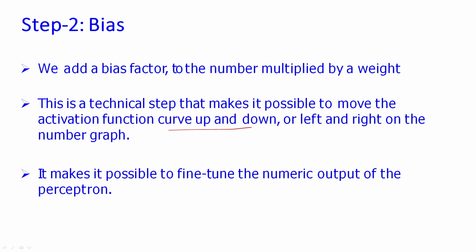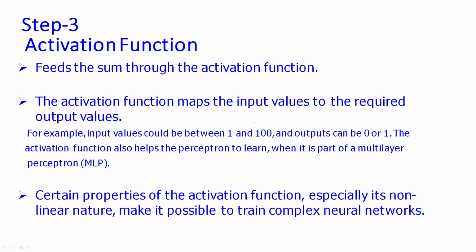Then what happens, you have added bias, you have added the weights, then comes the activation function, and this feeds the sum through the activation function. The feed means they add x0, x1 w1, x2 w2 plus the bias, and this feed is given to the activation function. The activation function maps the input values to the required output values. So, you have a choice to select the activation function in ANN or MLP. For example, input values could be between 1 and 100, output can be 0 and 1. The activation function also helps a perceptron to learn when it is part of a multi-layer perceptron. So, that is what it does.